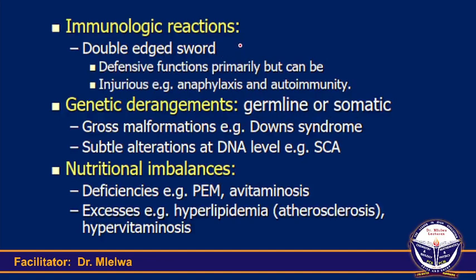can lead to cell death. Actually, immunological reactions are a double-edged sword. Double-edged sword, what does it mean? It's like in Swahili, upanga ukatao kuwili, or msumeno ukatao kuwili. So on every side, it cuts. Immunological reactions are important to the body, but sometimes they are also dangerous to the body. They have defensive functions primarily, but can be injurious. They can lead to cell injury, such as anaphylaxis and autoimmunity. We shall discuss anaphylaxis and autoimmunity in later sessions, either in this pathology session or in microbiology and immunology. When we'll be discussing immunology, we shall see what anaphylaxis is and what the autoimmune reactions in the body are and their effects.